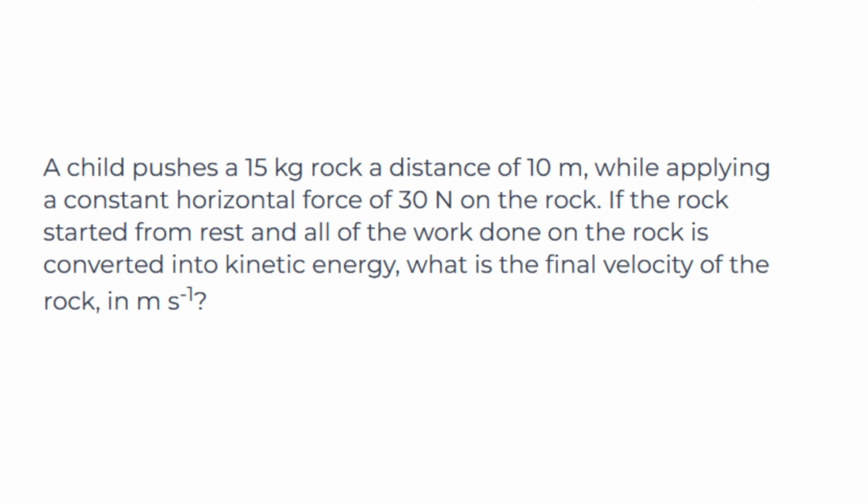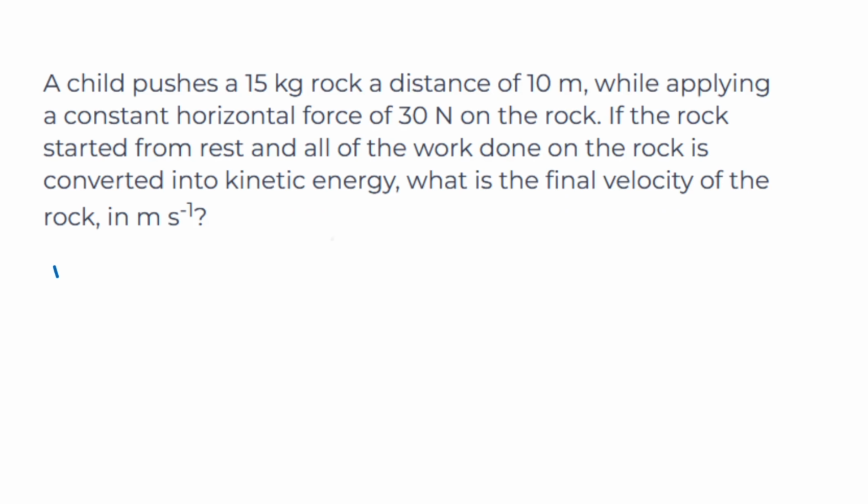Question 5. A child pushes a 15 kilogram rock a distance of 10 meters while applying a constant horizontal force of 30 newtons on the rock. If all of the work done on the rock is converted into kinetic energy, what is the final velocity of the rock in meters per second? This is the same question stem as the previous, so we know that work is equal to 300 joules. And all of the work is converted into kinetic energy, so EK is also equal to 300 joules.